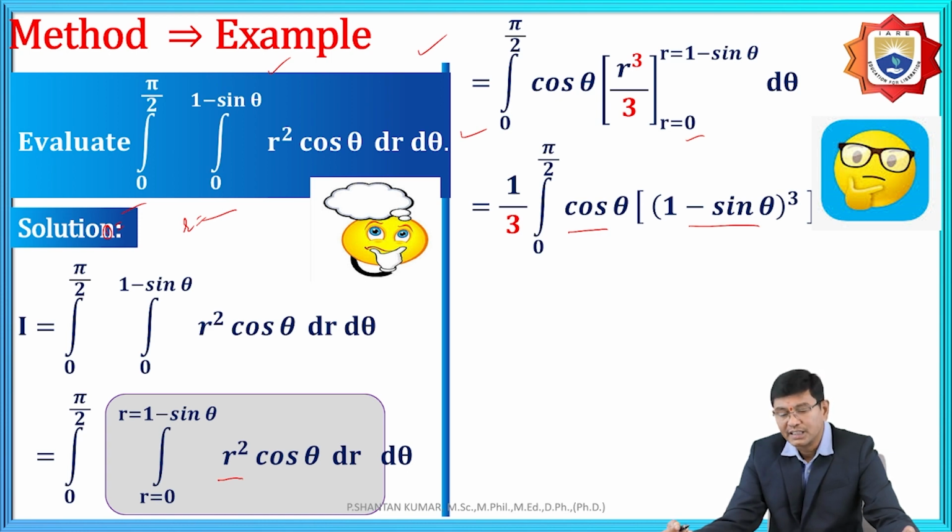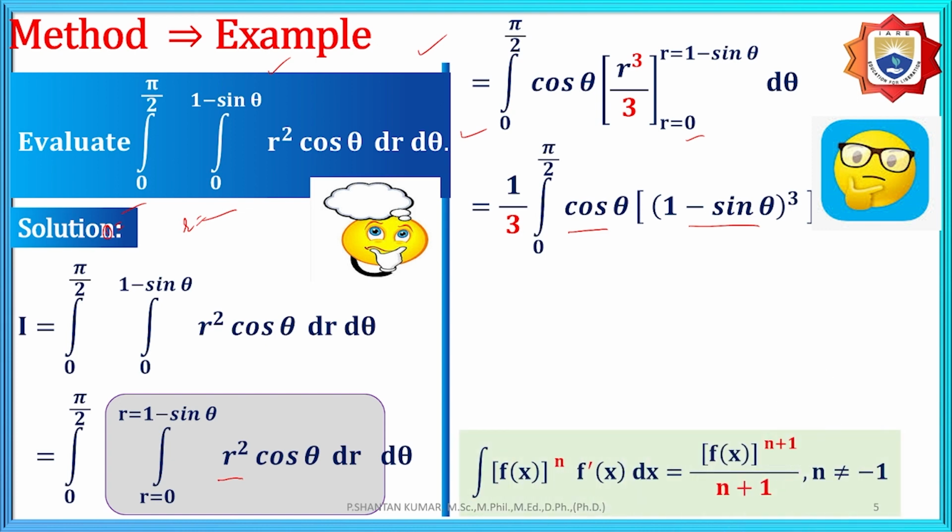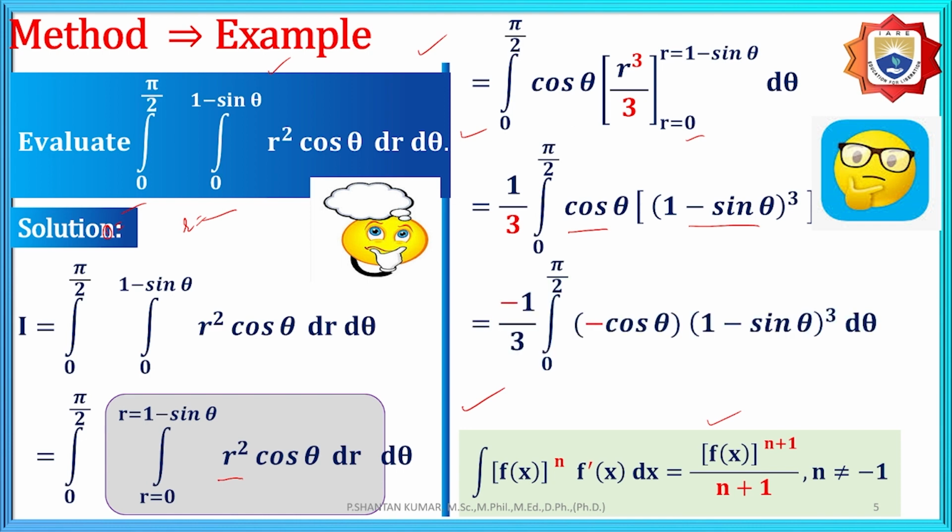Therefore, 1 minus t whole cube is nothing but (1 minus t) whole power of 4 by 4. Otherwise, it is assumed that it is a formula based upon f of x. We know the intermediate formula: the integral of f of x whole power n into f dash of x dx is equal to f of x whole power n plus 1 by n plus 1. In this, f of x and f dash of x clearly satisfy the condition of the property. And here it is cos theta into (1 minus sin theta) whole cube.